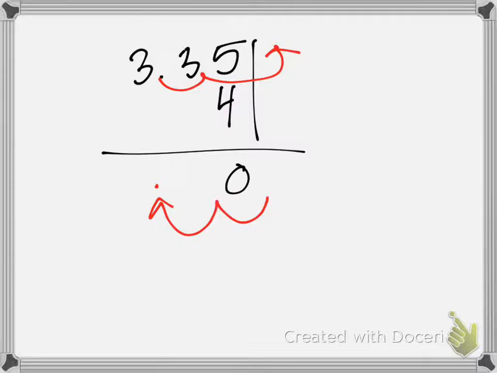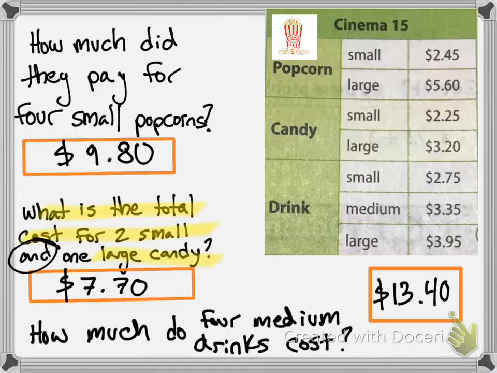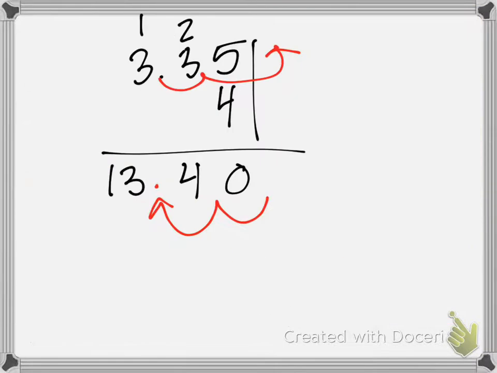4 times 5 is 20. 4 times 3 is 12, plus 2 is 14. 4 times 3 is 12, plus 1 is 13. So I get $13.40. So we all need to make sure we know when we multiply, we line up to the right. And then when we are adding, we line up our decimals.